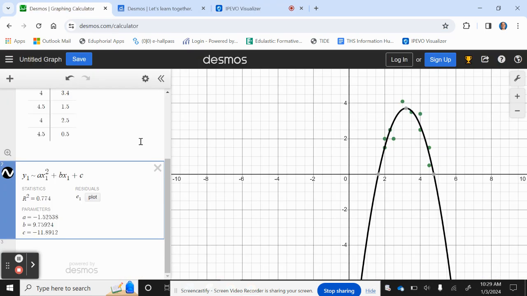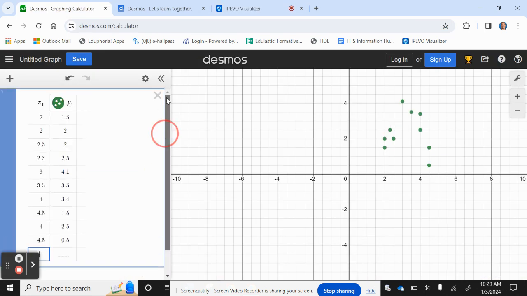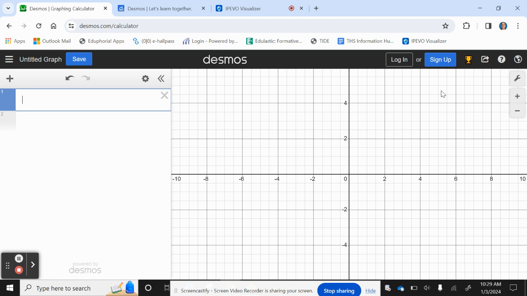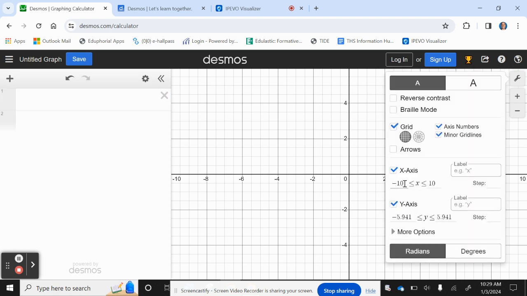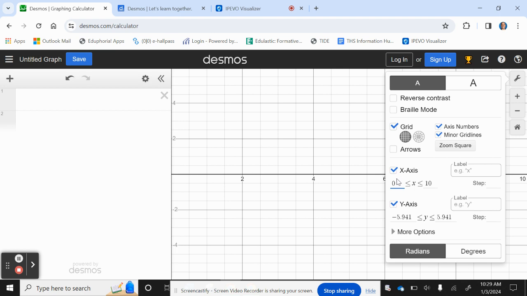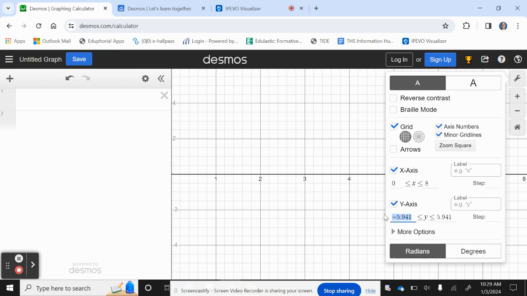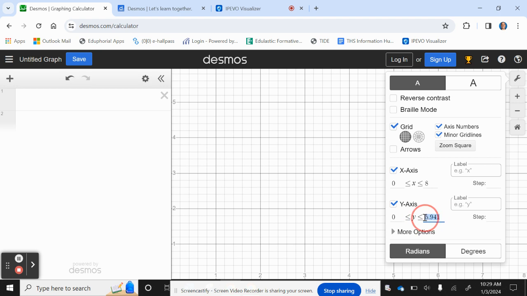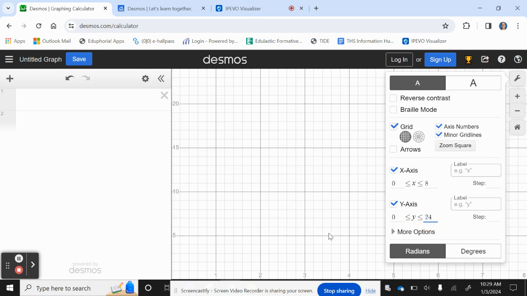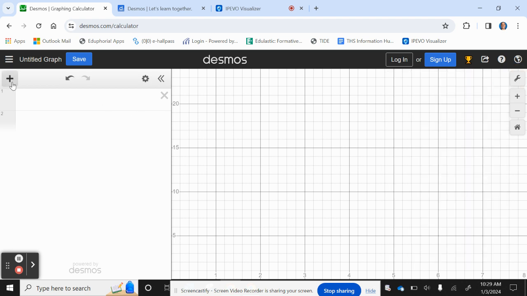All right, so we're going to remove our previous regression. And before we do this, we need to adjust our window to match the one on the paper. So we're going to go from 0 to 8 and 0 to 24. Okay. And let's go and add our table.